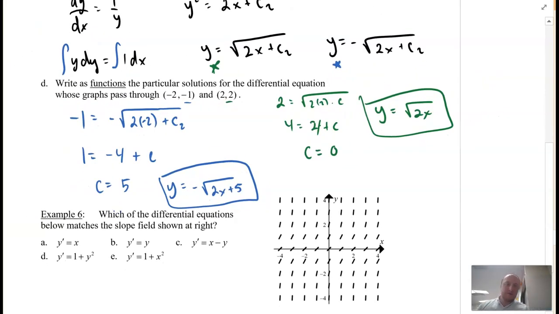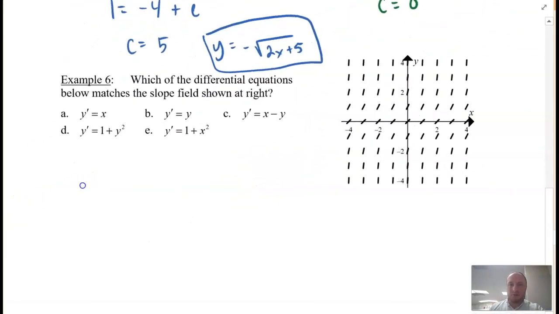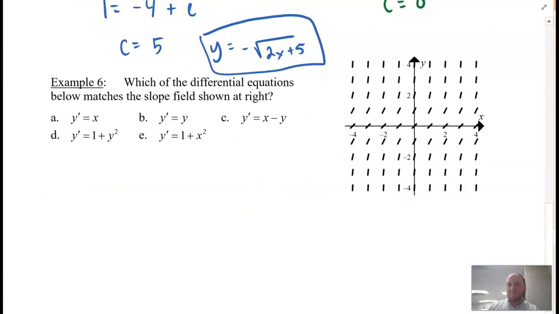Okay, so that's differential equations and slope fields combined. Now what we're going to do is look at some multiple choice questions on the next ones and try to find the answer, okay? So here they want to know which matches the slope field at the right. So let's just go ahead and look at some process of elimination.